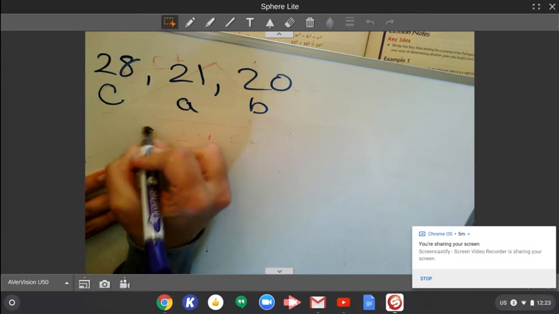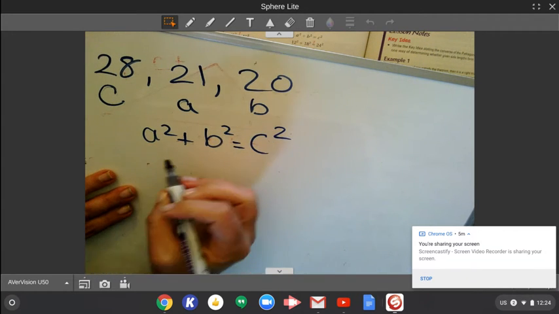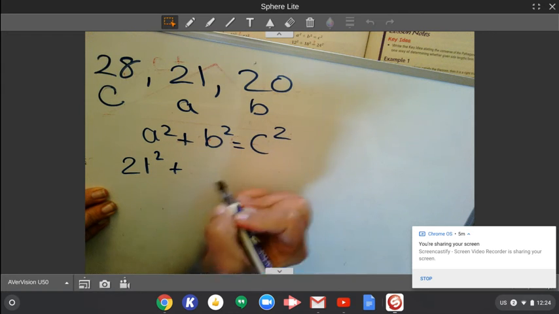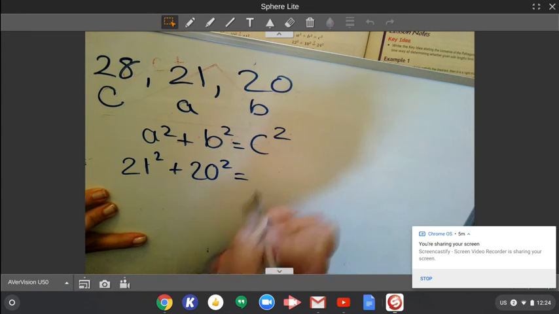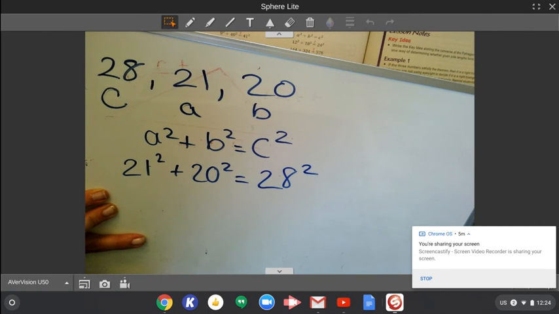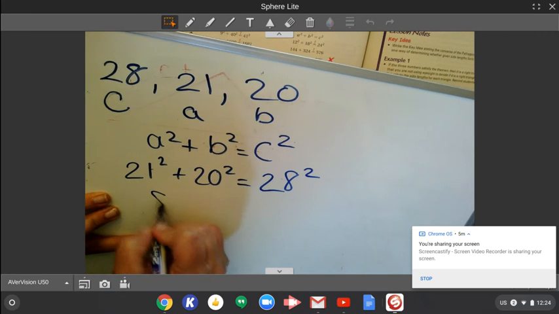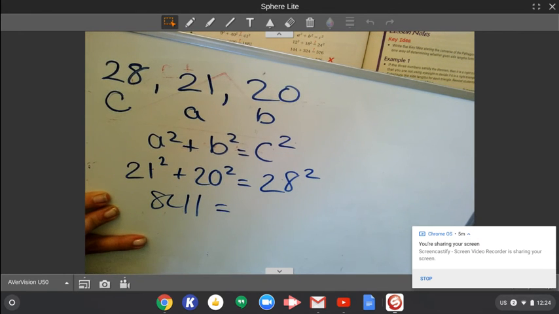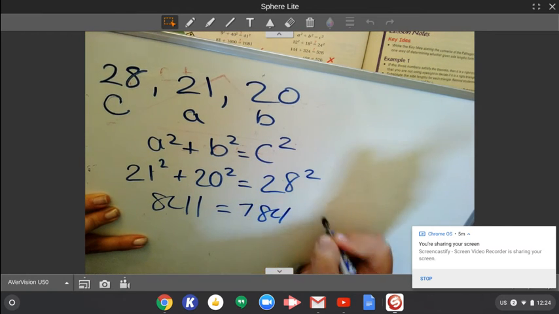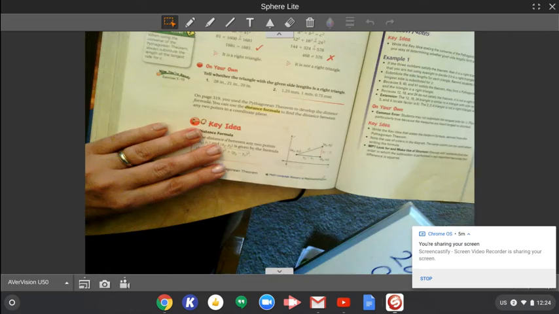Now I'm going to plug into the formula. Remember the formula. And if you don't know this by now, you have to know this by now, right? Okay, so we have A squared, 21 squared, plus B squared, 20 squared, and we got C squared. Really easy. I'm just going to plug in the formula. 21 squared plus 20 squared, which is, of course, 400. 841. And we got 28 squared equals. So these are not equal, so we just write no, it is not a right triangle.